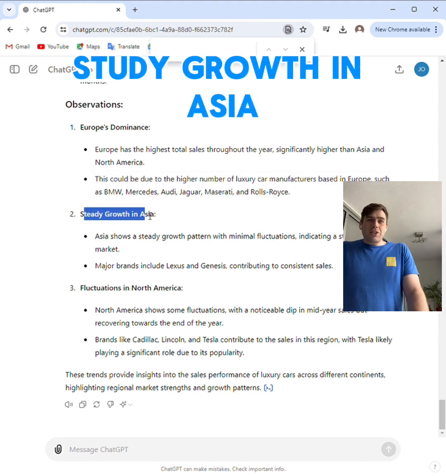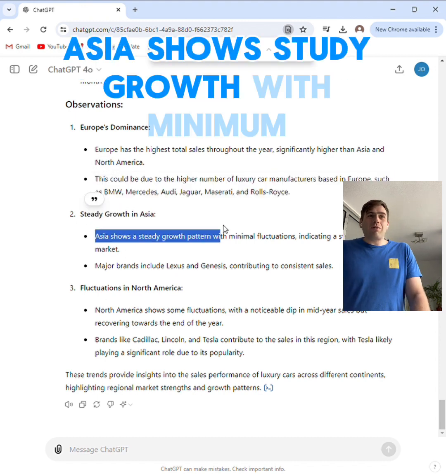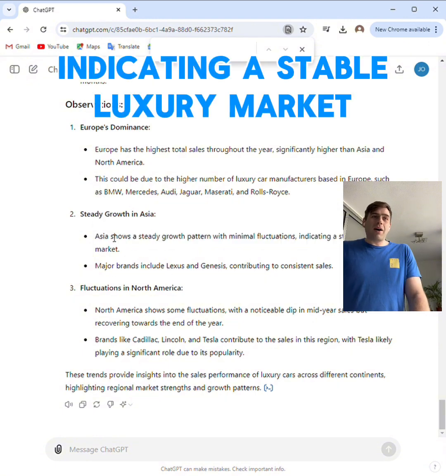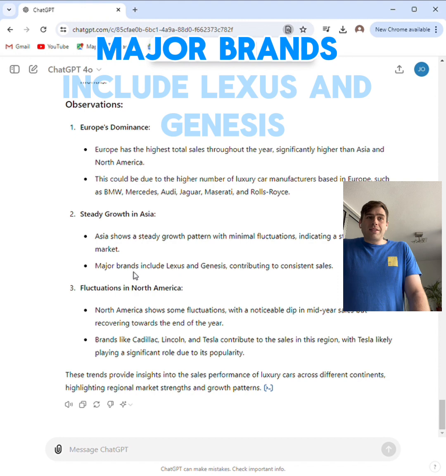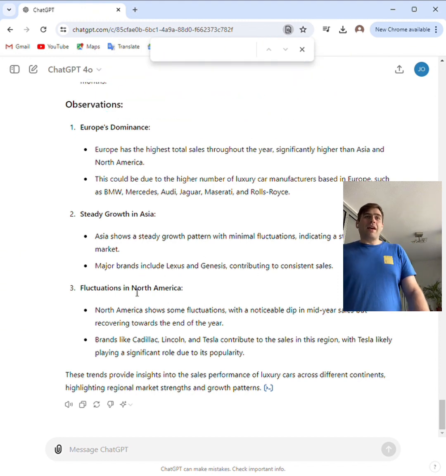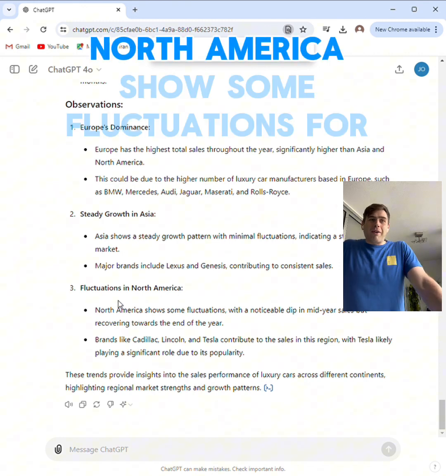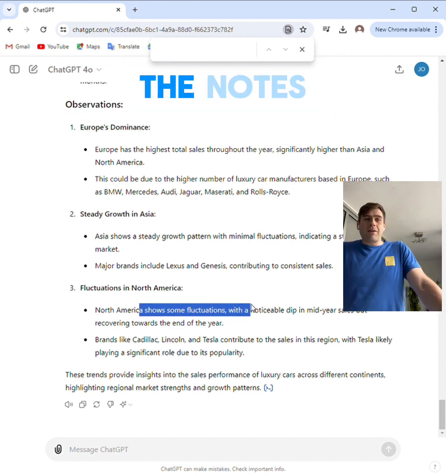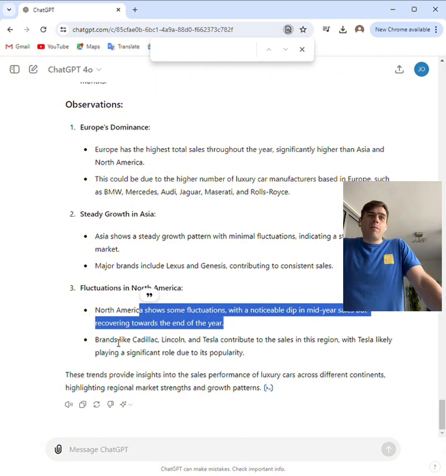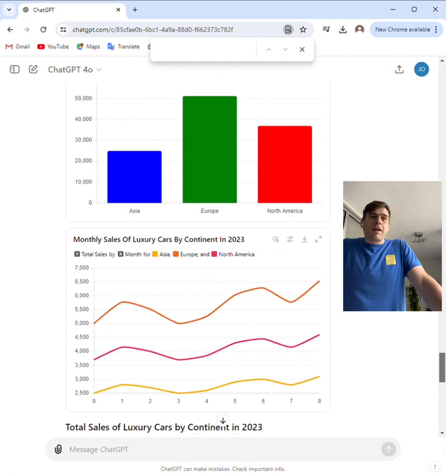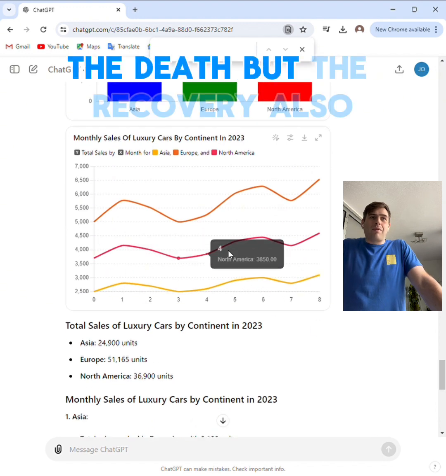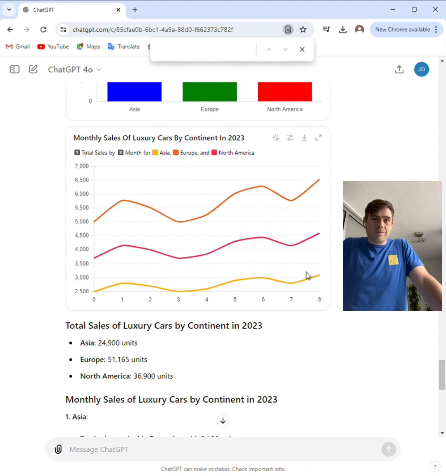Steady growth in Asia. Asia shows steady growth with minimal fluctuations, indicating a stable luxury market. Major brands include Lexus and Genesis, contributing to consistent sales. And then North America shows some fluctuations with a noticeable dip in mid-year sales, but recovering towards the end of the year. And we see the dip, but the recovery also.